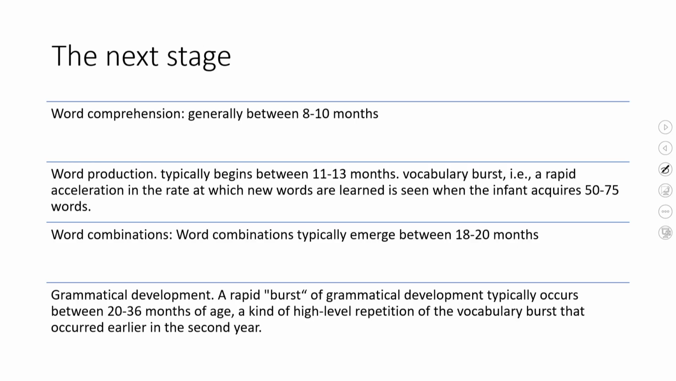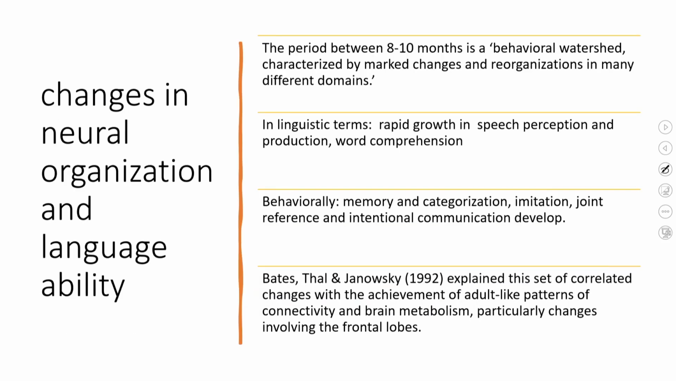The next stage is the comprehension stage, generally between 8 to 10 months. Word production typically begins at 11 to 13 months after this. This is called the vocabulary burst, a rapid acceleration in the rate at which new words are learned. Then we also have another rapid burst of grammatical development much later, at 20 to 30 months. So, these are the stages that follow the first year.